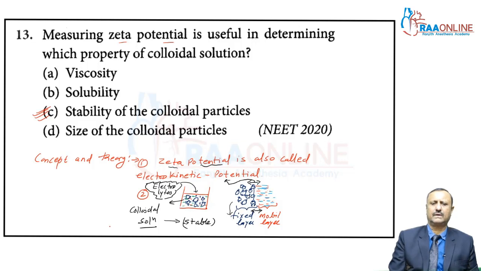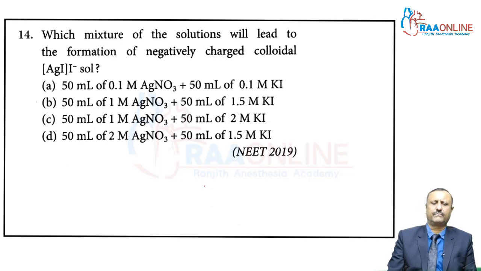So, you can go to answer C, and answer C is the stability of the colloidal particle. Now, my dear students, we can go to question number 14: which mixture of the solution will lead to the formation of negatively charged colloidal solution? Here you can see the concept of this theory. What is the concept, my dear students?